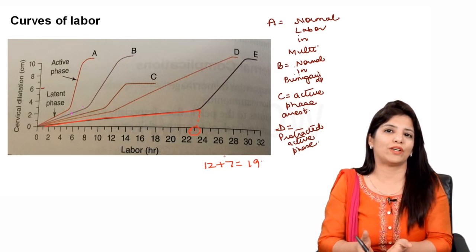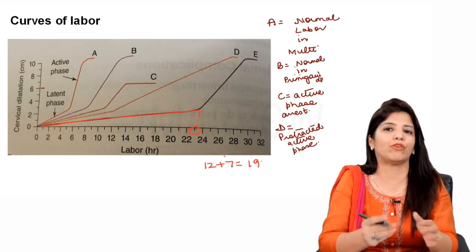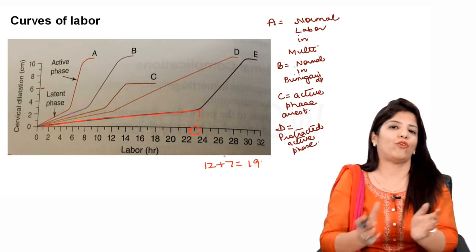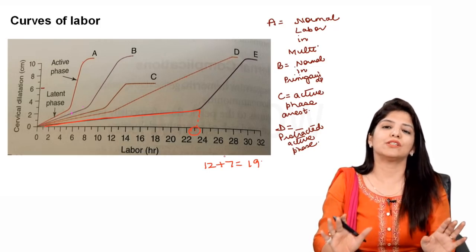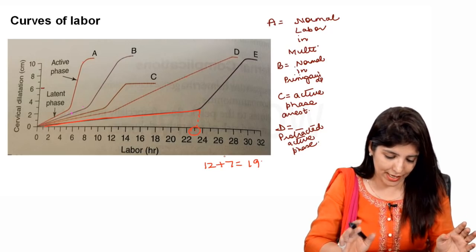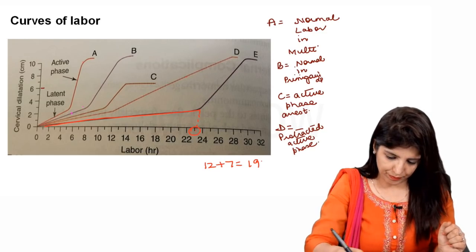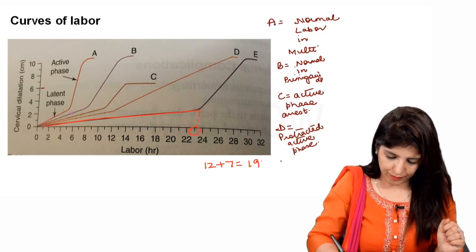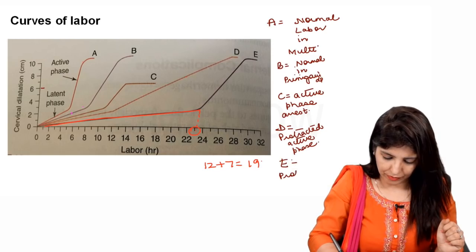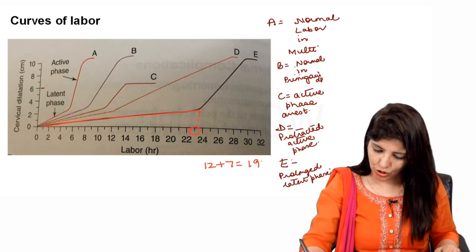Now, when it is taking 23 hours, that means it is a case of prolonged latent phase, whether we follow the earlier criteria or we follow the new criteria. So, this is a case of prolonged latent phase. Graph E is representing prolonged latent phase. Clear? Now come back to your question.